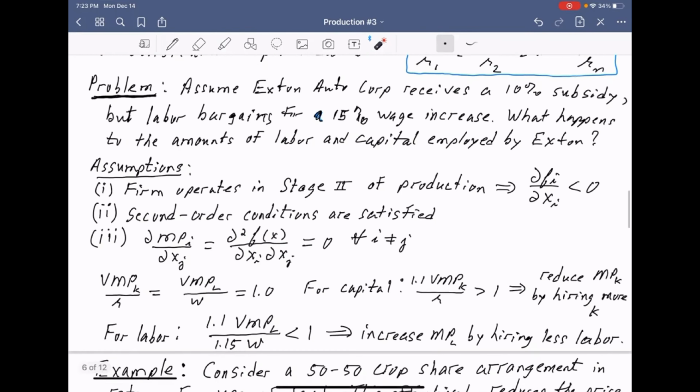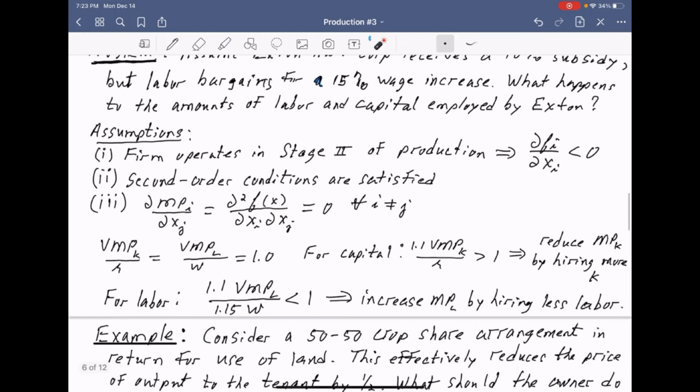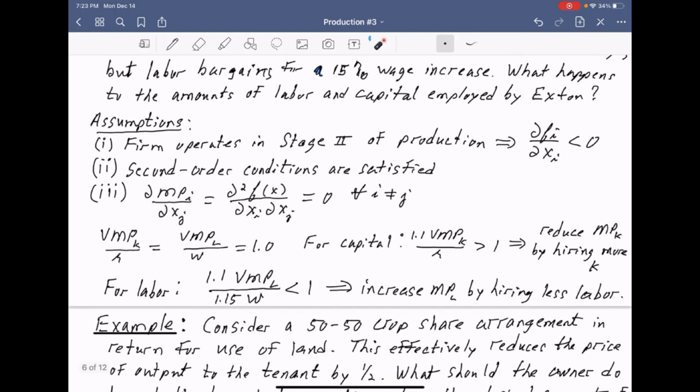Well, we need some assumptions, and these assumptions are going to be followed a little later on as well. First, we assume that the firm operates in stage 2 of production. That implies that the partial derivative of the marginal product with respect to any X input is less than 0. So the second partial derivative of the production function with respect to Xi would be less than 0, whereas the first derivative, the marginal product itself, is greater than 0.